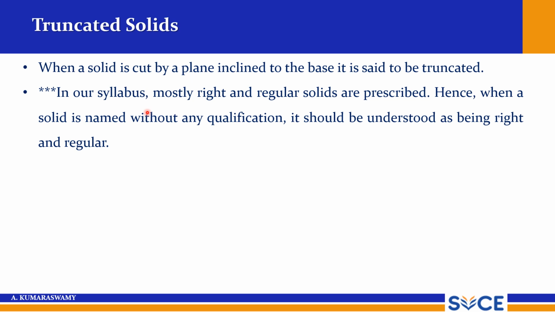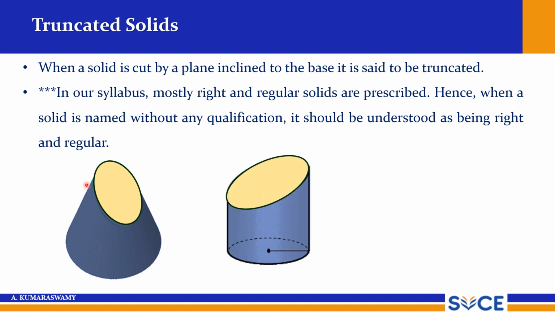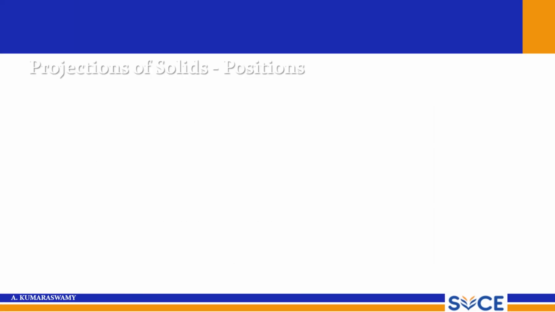So in our syllabus, mostly right and regular solids are prescribed, so we are not going to deal with any oblique solids. Hence, when a solid is named without any qualification, it should be understood as being right and regular only. So we are going to deal with right and regular solids. This is the truncated solid, and you can see the ellipse, right? You are cutting this cone inclined to HP. Here the cylinder is cut inclined to HP, so it is a truncated solid. And this is the truncated prism.